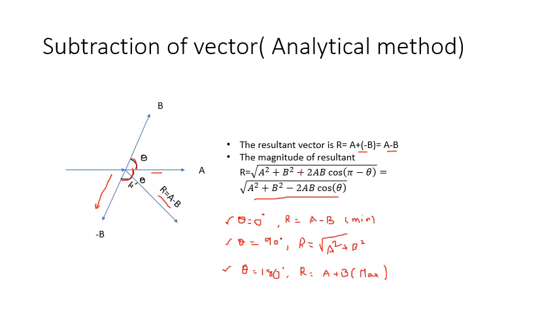It is just an inverse of your addition of vectors. If you have any doubts, just go through the previous video where I have solved addition of vector by using analytical method. So these are your three cases. If theta equal to 0 degree, then the resultant magnitude will be A minus B. Second case, if theta equal to 90 degree, resultant will be square root of A squared plus B squared. And third case, theta equal to 180 degree, then R equal to A plus B. So in the third case, you will get maximum resultant magnitude.